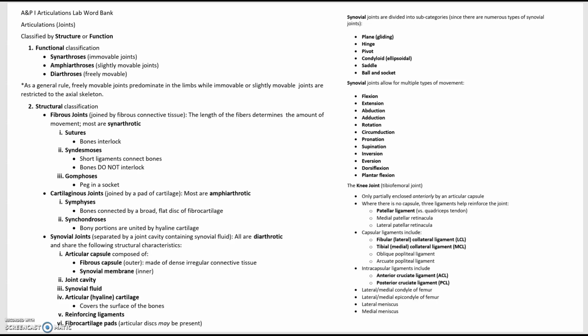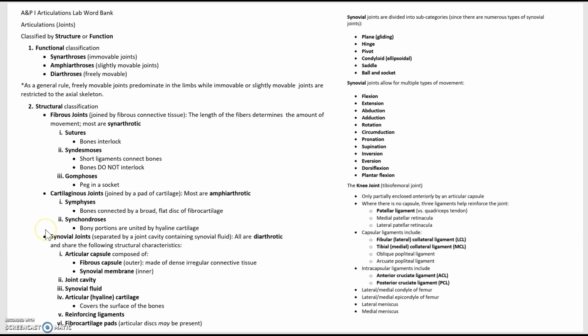Okay, for today's lab, we will be looking at articulations or joints. You can classify joints either by function or by structure. Functional classification, you just classify them based on the type of movement that they allow. You can have immovable joints, which are synarthrotic. You can have amphiarthrotic joints, which are slightly movable. And then diarthrotic joints or diarthroses. These are freely movable joints.